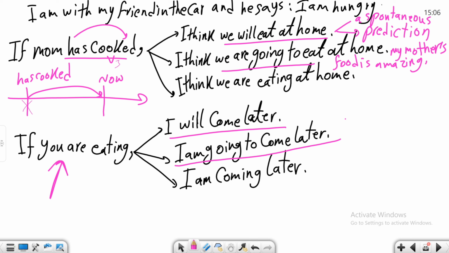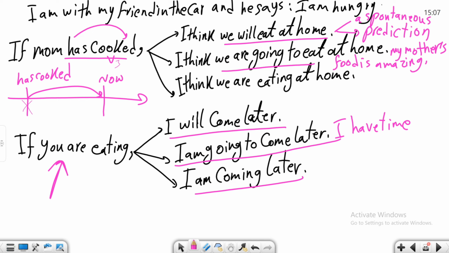Again, it could be a spontaneous decision, a prediction, or something I am not sure of. Or I am going to come later. I have time. I'm giving a reason. I have time. Okay, no problem. I can wait. Or the last option is, I am coming later. This is my decision. Enough for today, my friends.